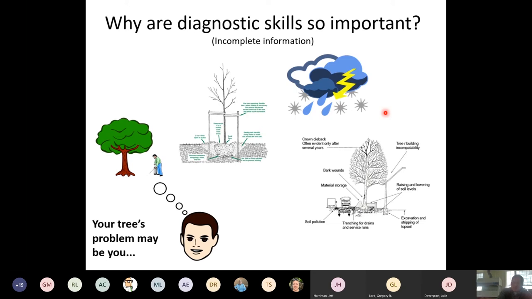Herbicides need to be used very carefully around trees, and that's because herbicides are designed to kill green things and trees are green things. So they should be used very cautiously.